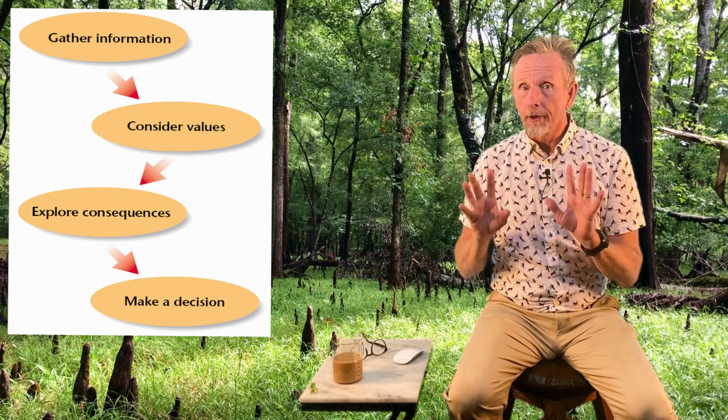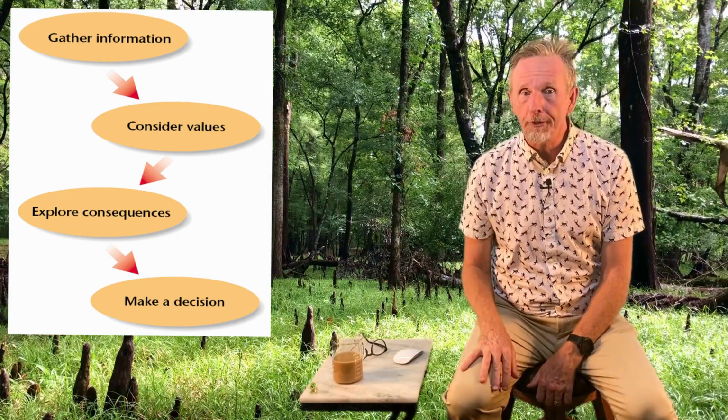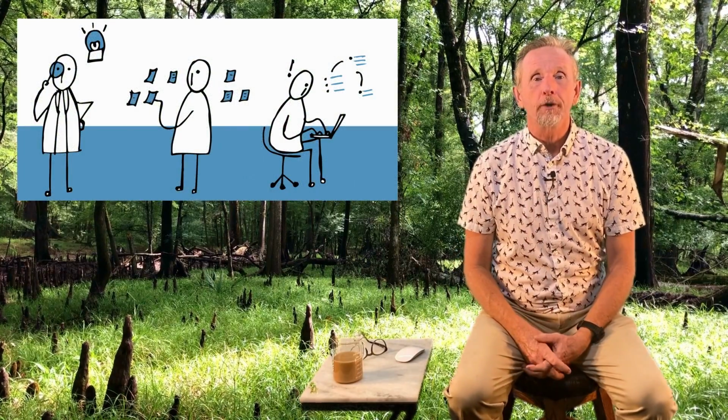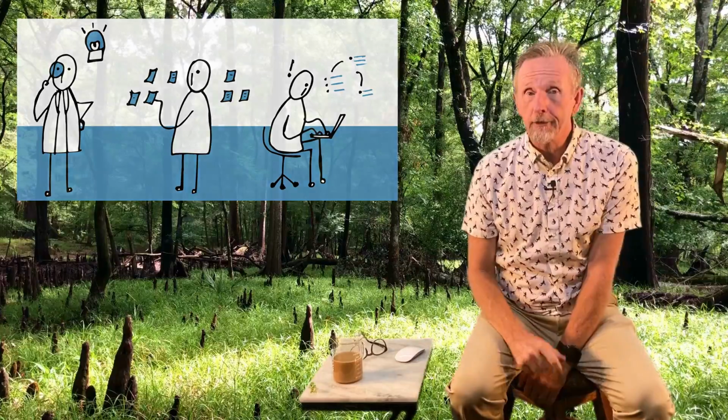So that's it for the simple model, but you want to make sure you go through each step, not just, ooh, what do people say? What is the information? What values do I need to consider? What would be the consequences of either one to these values? And then you make your decision. Let's go through what some of these are. Gather information: watch news reports, talk to experts.